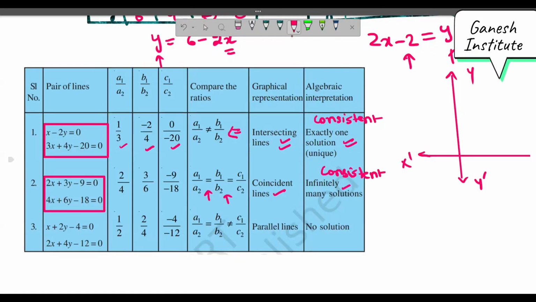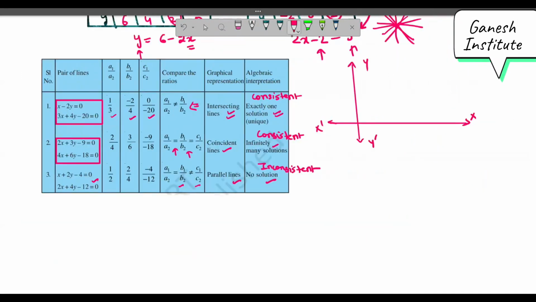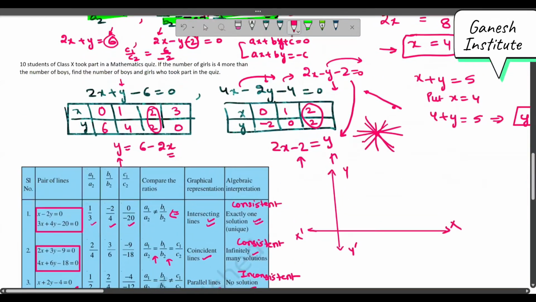Yeah. And then if you have the pair and the first one is equal, another one is not, this is the flipping of equality. Then this is parallel lines, no solution. That is inconsistent. Does this make sense? Yeah.